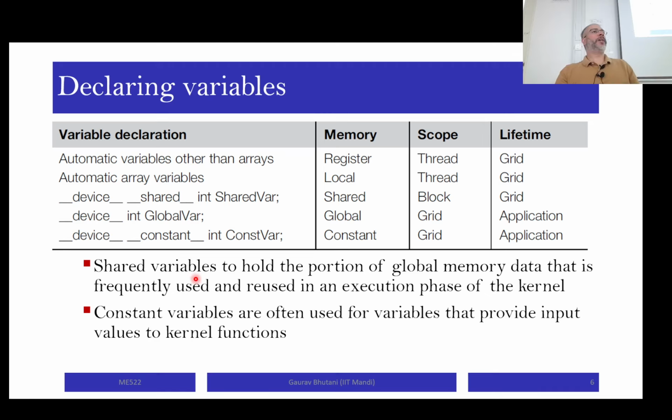Now, when do you use shared variables? If you have a portion of data which you are using again and again, and you don't want to access the global memory for that, but that data is still supposed to be shared. If multiple threads want access to some data collectively, then if possible, you will move that data from global to the shared memory, so that you don't waste time trying to access the data again and again.